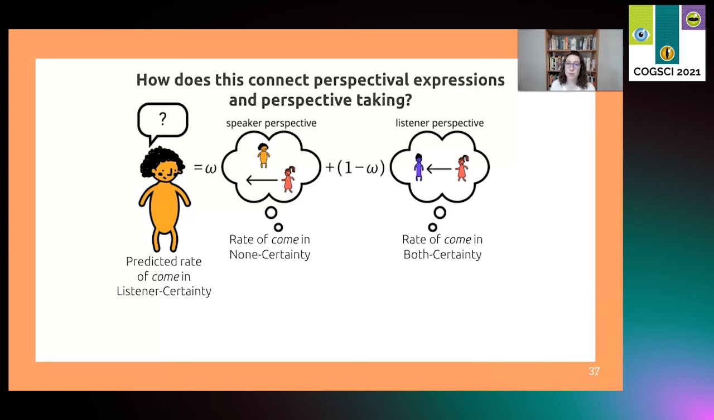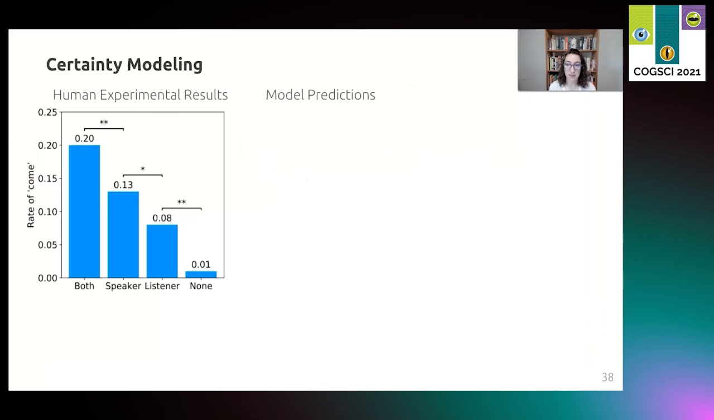Going back to the key focus of this work, which is to examine the relationship between perspectival expressions and perspective taking, what do we gain by using this model? The multiple perspectives model has previously been used to model how speakers weight perspectives in perspective taking more generally, and if we find that it can also capture how people use perspectival words like come, this suggests that use of perspectival language can be subsumed under the general process of weighting multiple perspectives in conversation, which supports our first hypothesis.